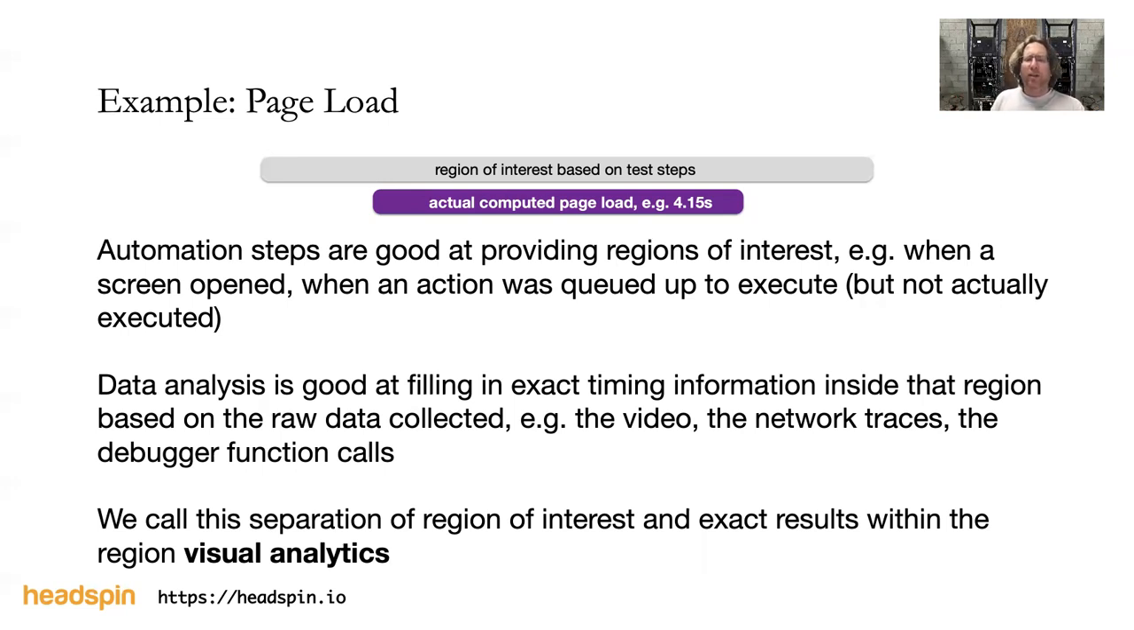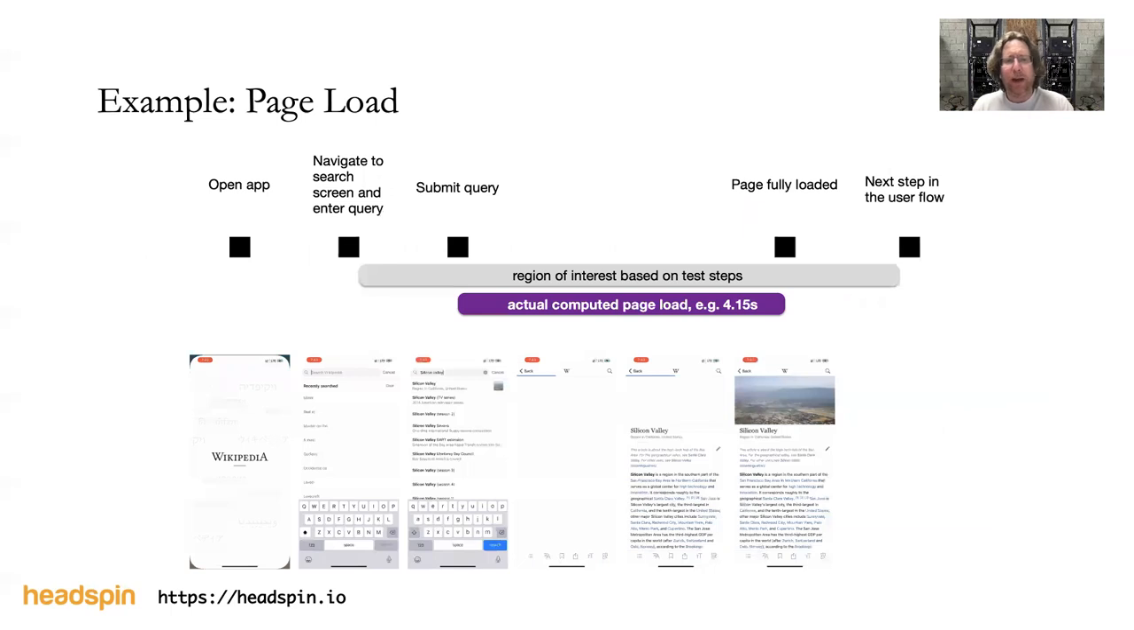And so what we found to be a good approach is to separate the region of interest from the actual computed result, using machine learning and heuristic techniques to compute the actual result from the region of interest. So the actual result will be a sub-region of the region of interest. If we go back here, the actual result is using computer vision: at what point after you submit the query does the loading begin, and at what point does the loading fully complete?